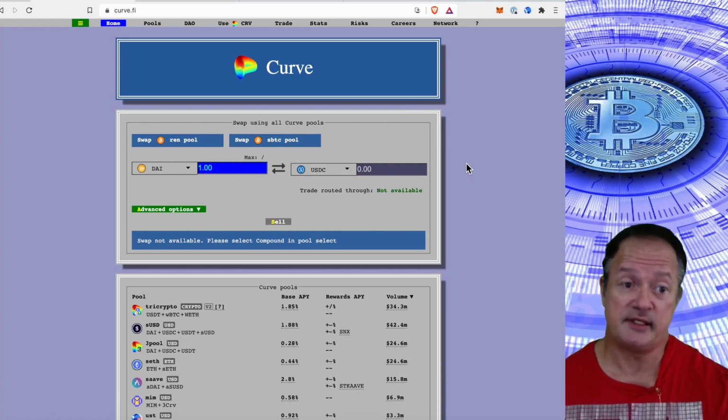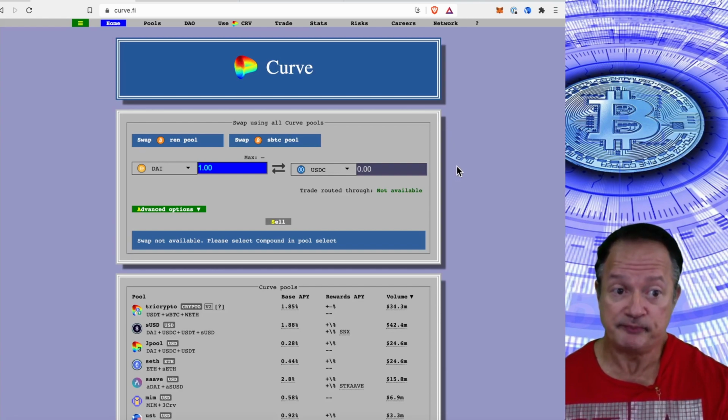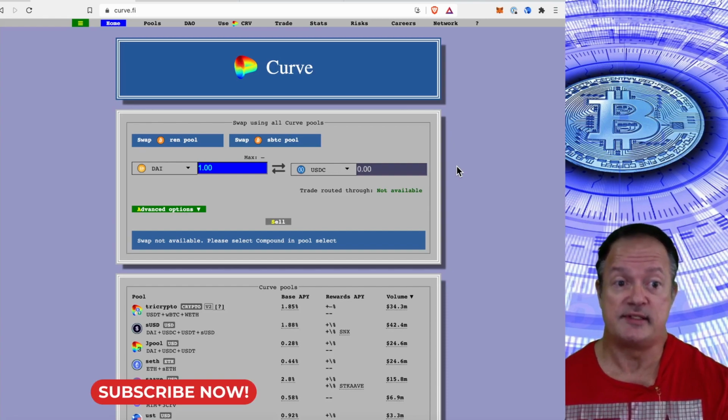All right, that's it for Curve. I used Curve in the past. I'm not using it at the moment, but I think it's a very decent project. It's a very good protocol. The team knows what they're doing. And it's relatively low risk.